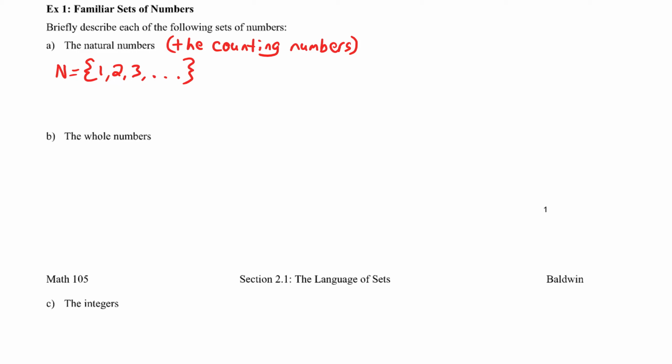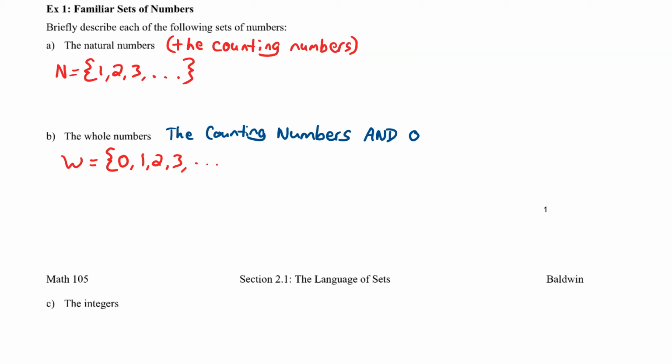Part B is the whole numbers. So the whole numbers are the counting numbers. The only difference is when we're talking about whole numbers, we add one extra number to our counting numbers. So we have the counting numbers and 0. So our whole numbers we represent with a capital W equals the set, and then we start listing at 0, and then 1, 2, 3, and so on.